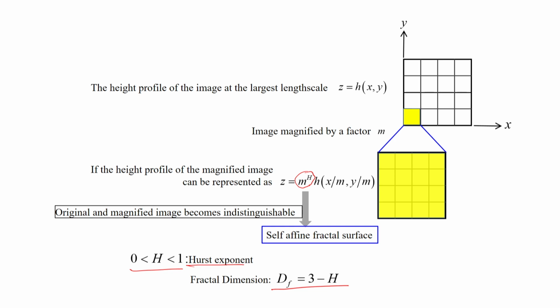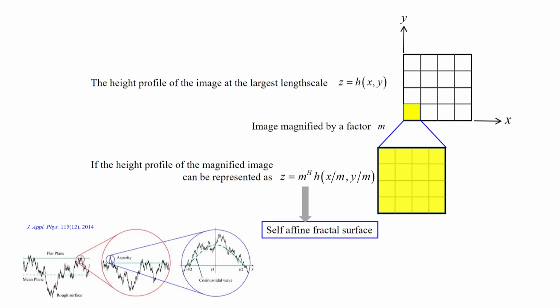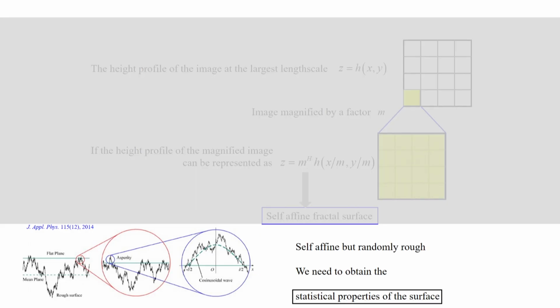Of course the same calculation can be done for a line as well. So this is the way to characterize this surface. As I was telling you, you have a flat surface, then a rough surface with asperities, and if you further magnify the asperities, it looks like that. So this is called a self-affine fractal surface, and we can obtain the statistical properties of this surface.